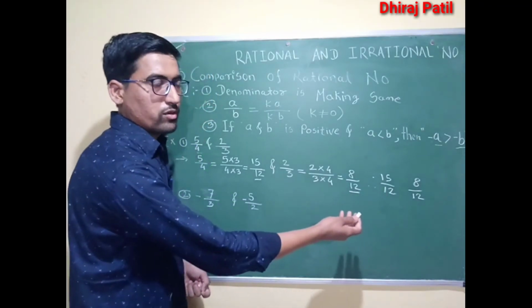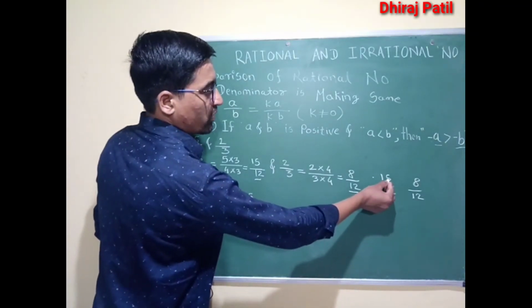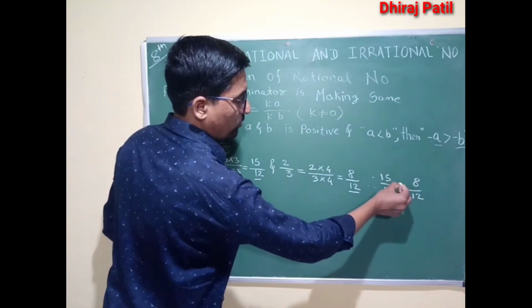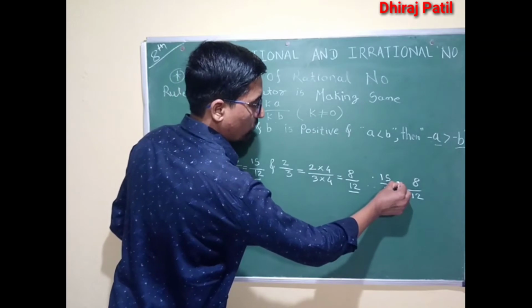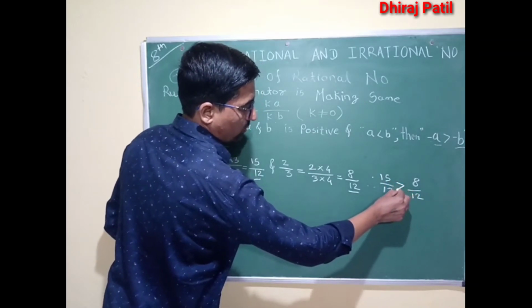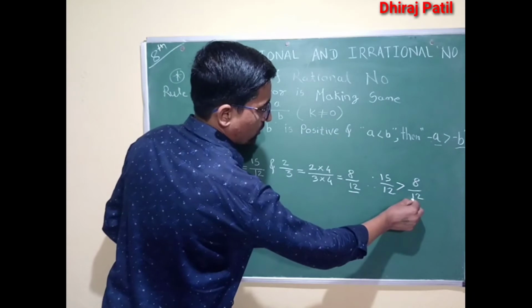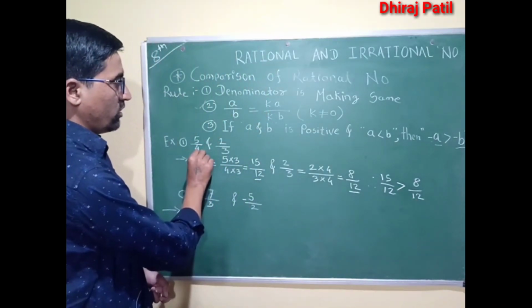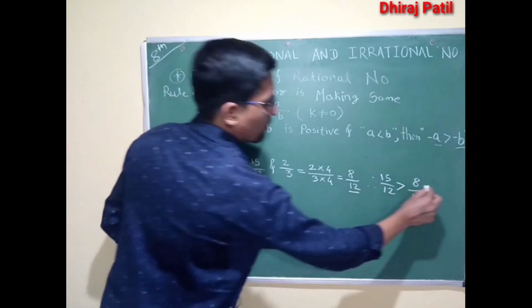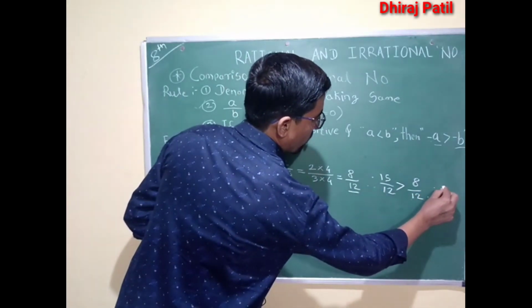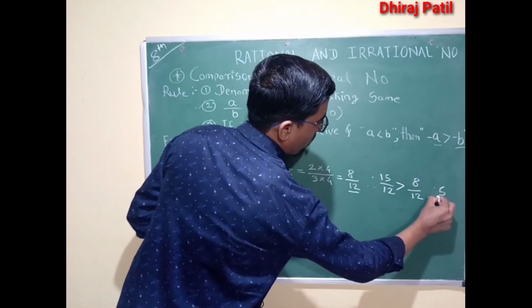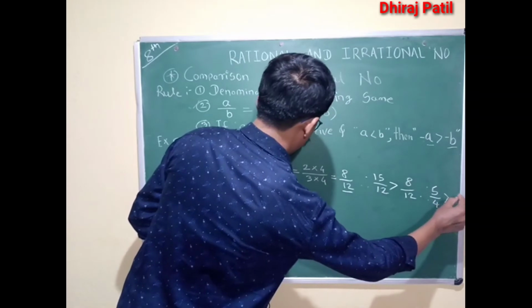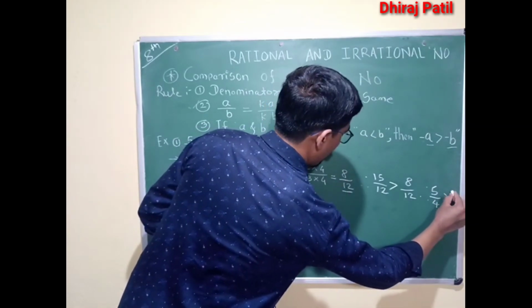Now it is very simple. So our numerator here is 15 and here is 8. So this number's value is more. So 15 by 12 is greater than 8 by 12. So we say that 5 by 4 is greater than 2 by 3.